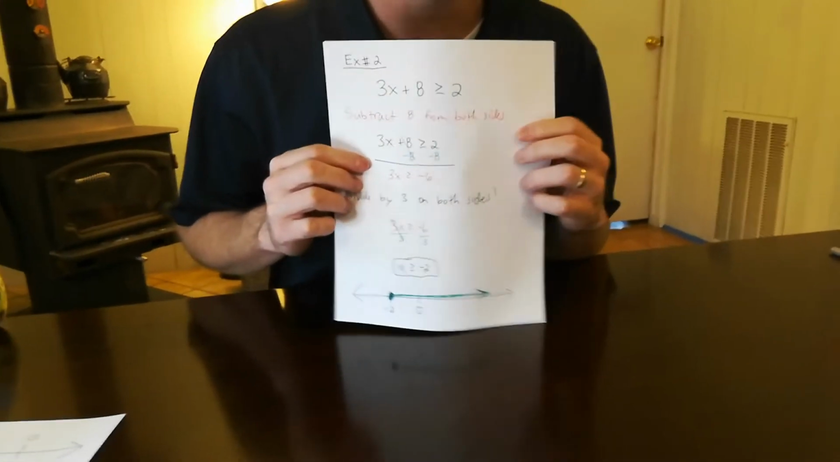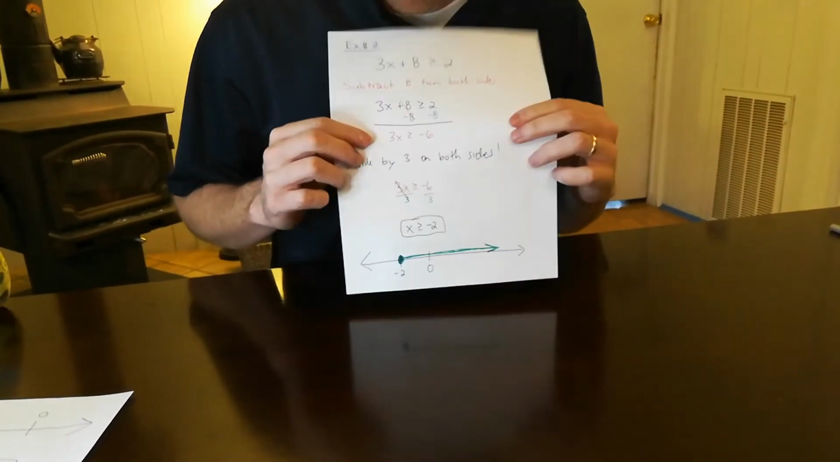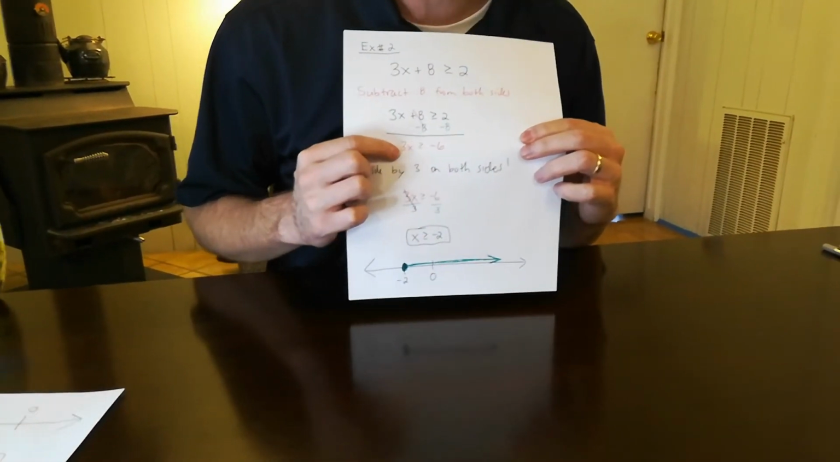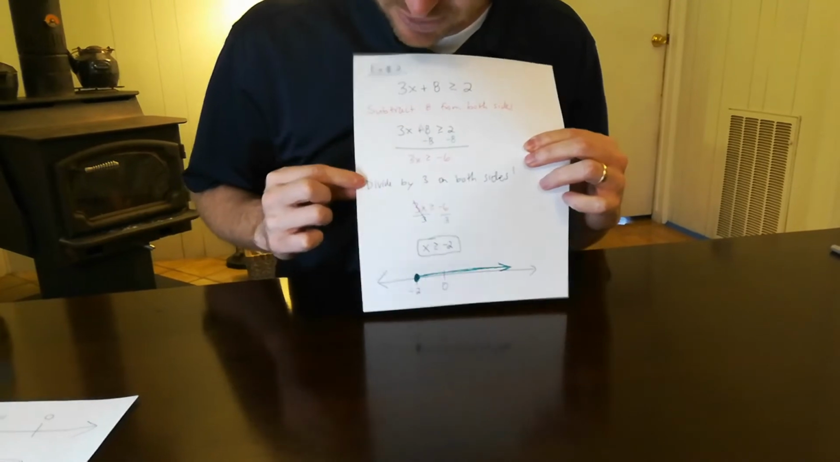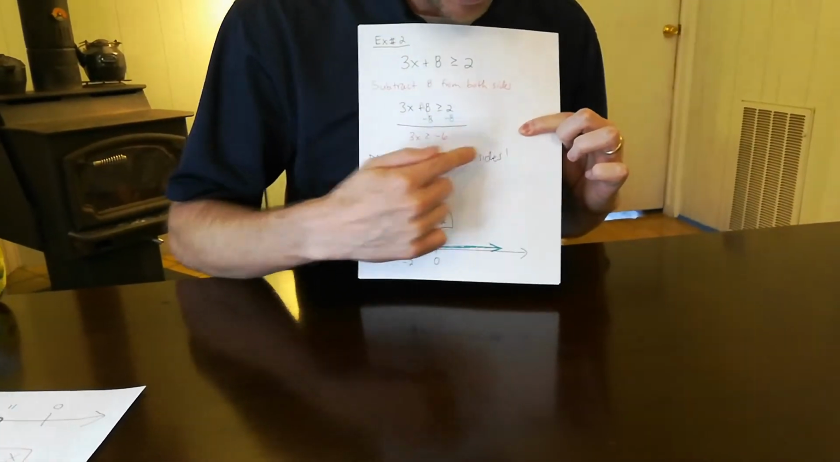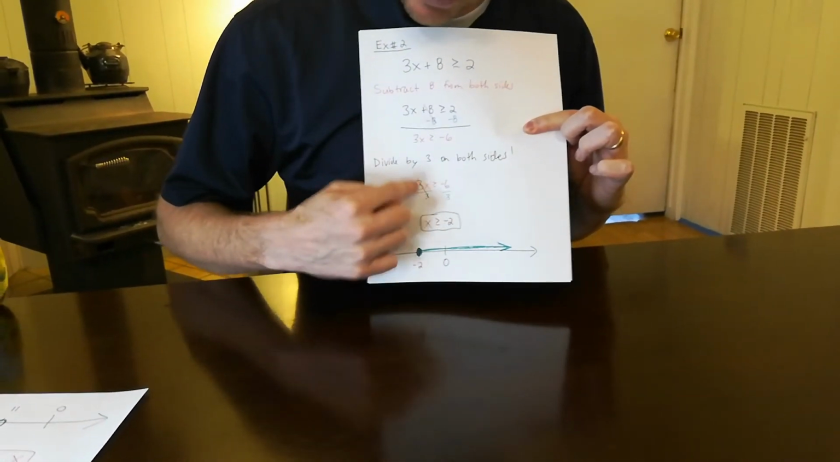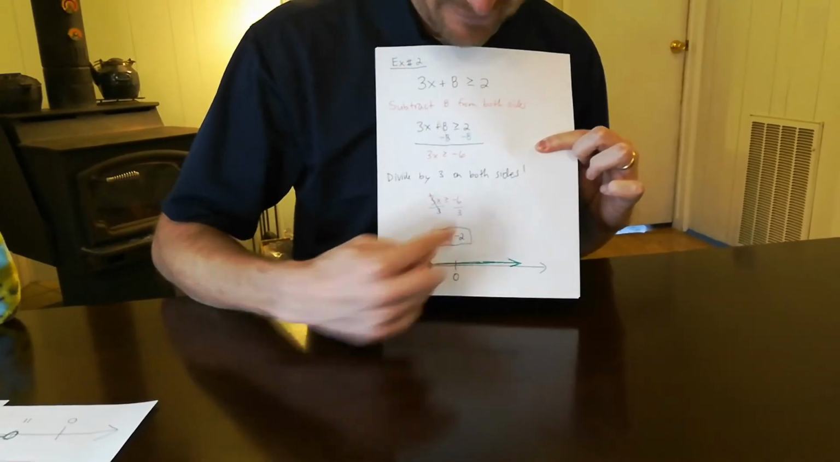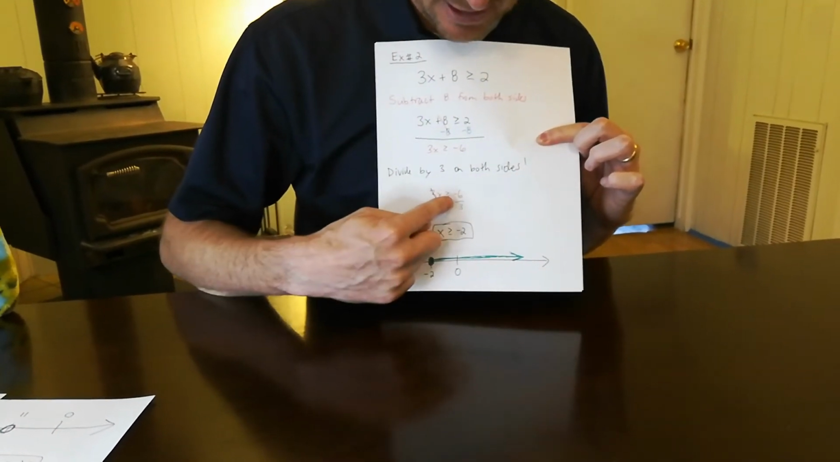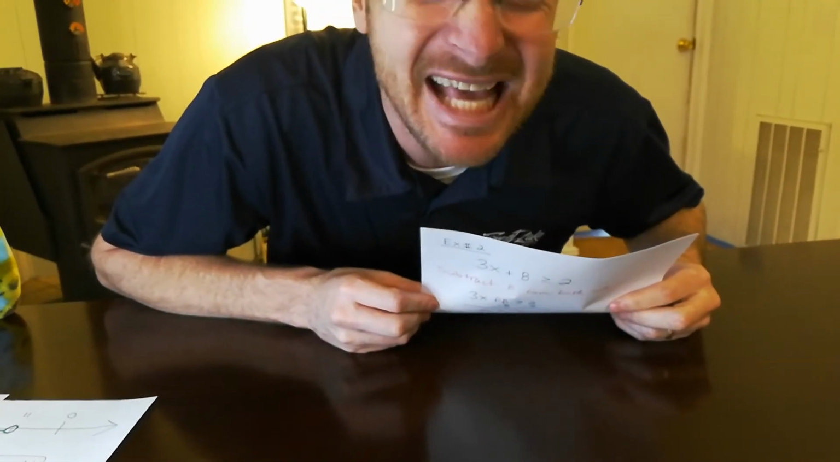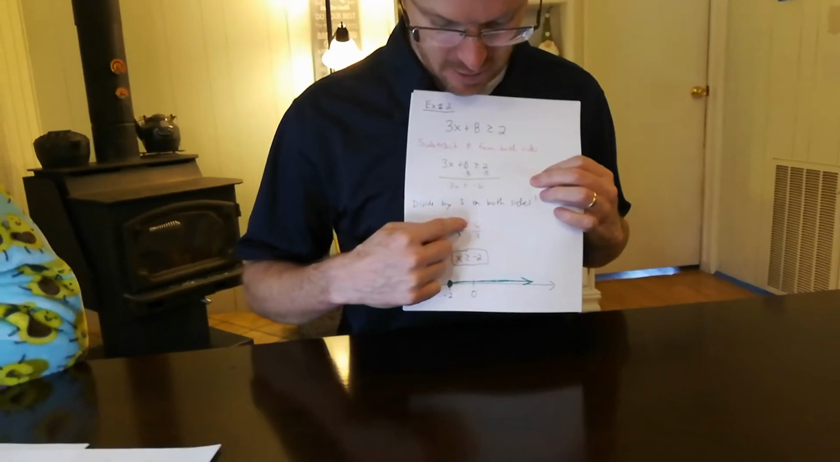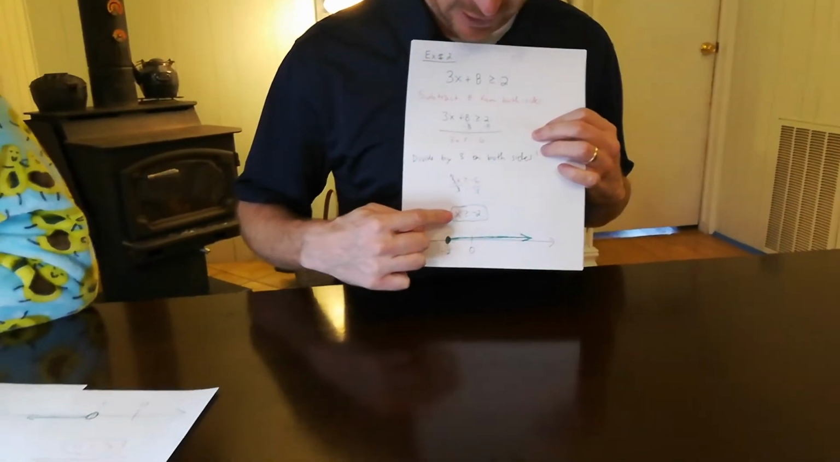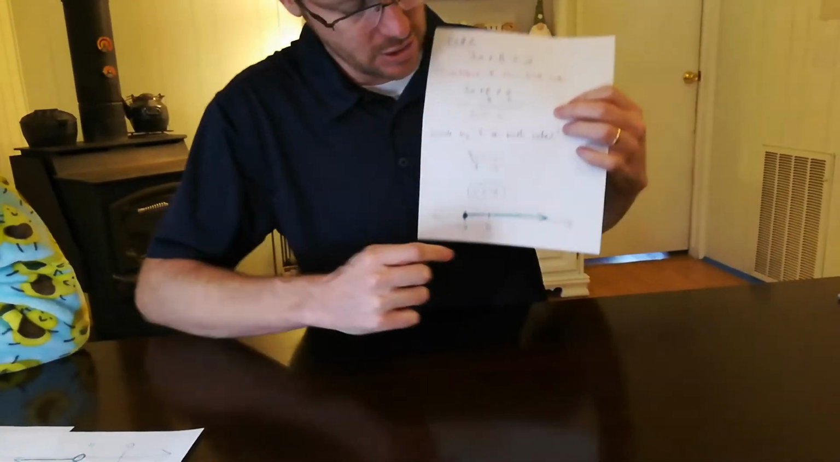I want to get that x all by itself, so I'm going to divide by that 3, because that's really 3 times x. So divide by 3 on both sides. The 3's go away, and on the other side, negative 6 divided by 3 is negative 2. So I have x is greater than or equal to negative 2.